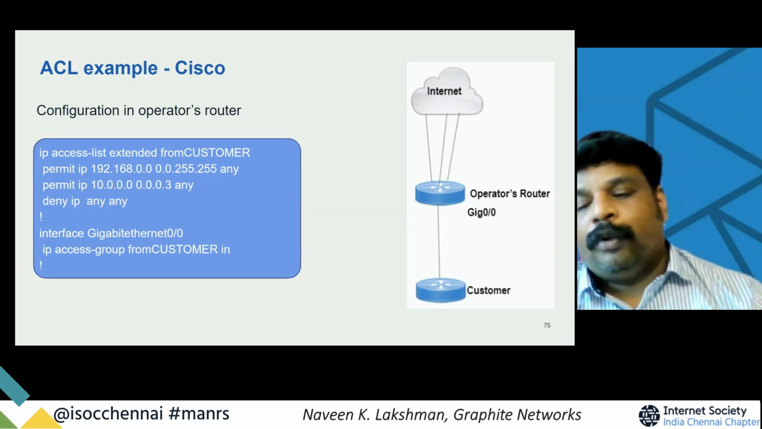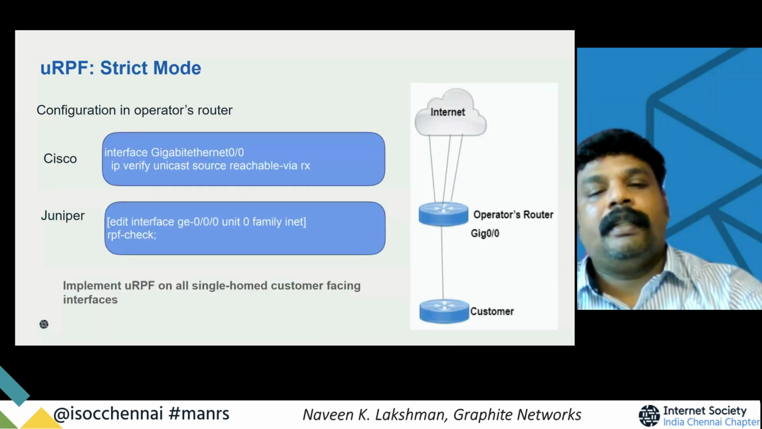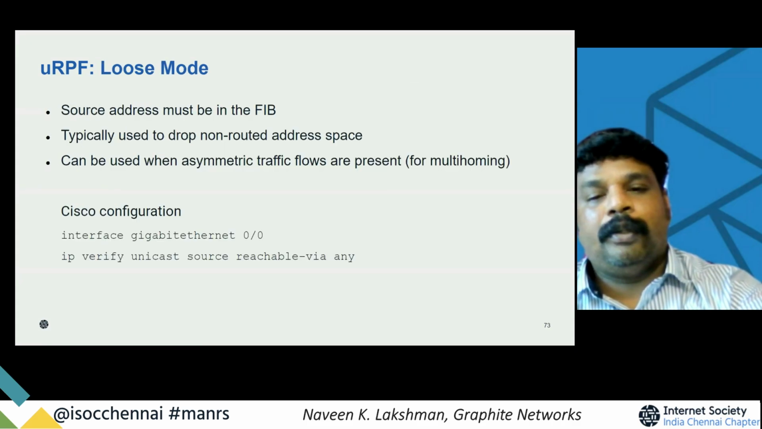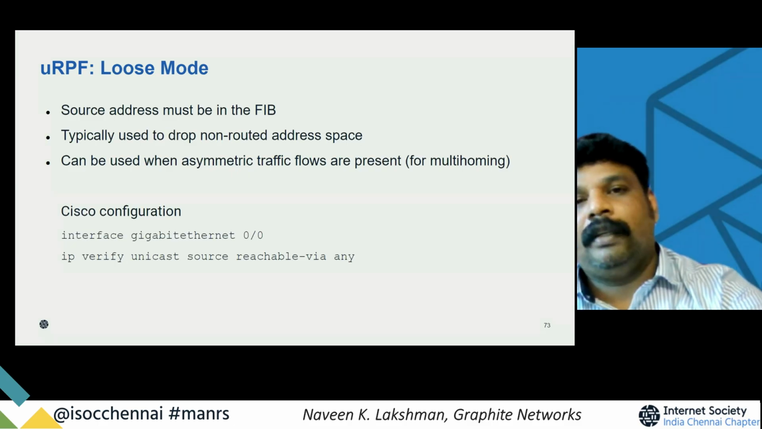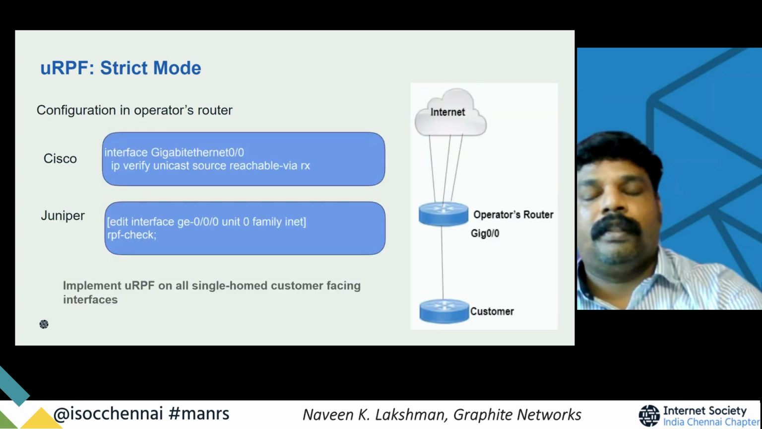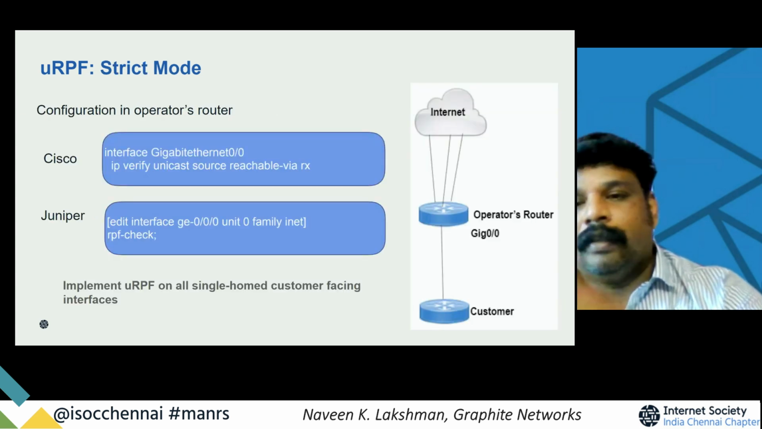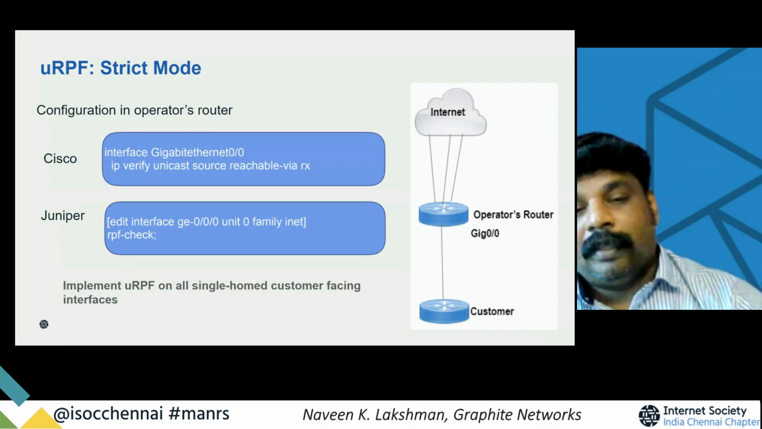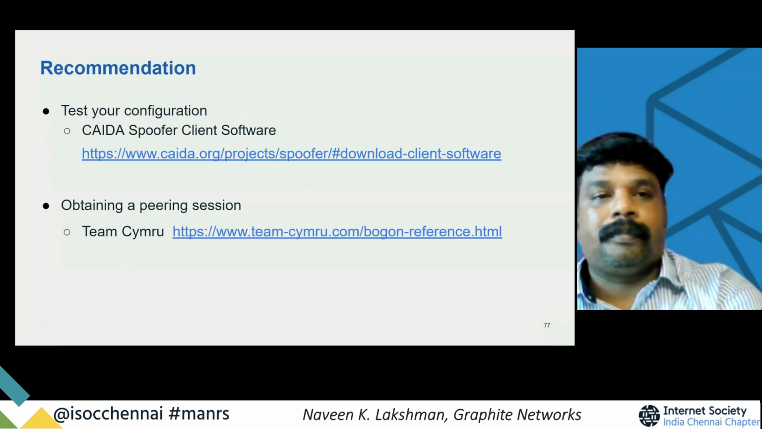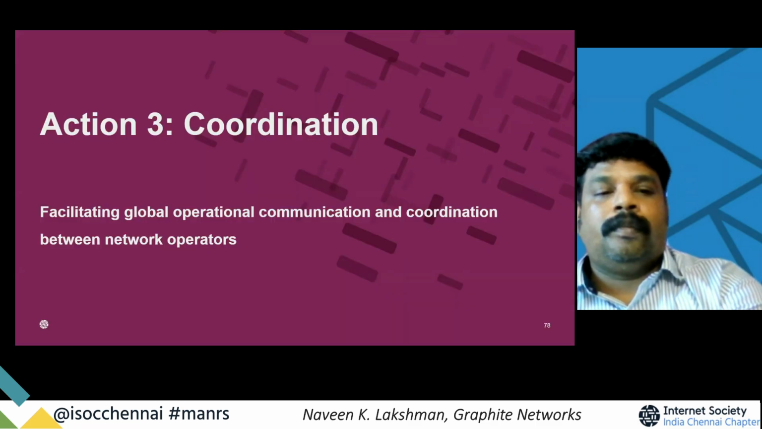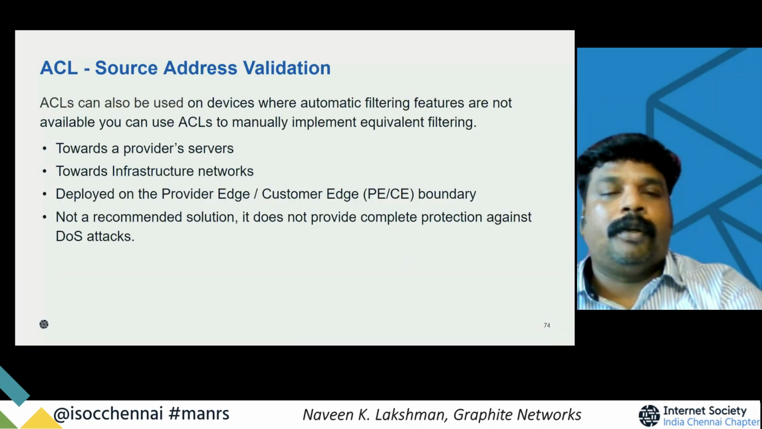If you do a URPF check, there's nothing like your address space. All it checks is that the source address has to match the incoming interface. So this can be used in cases where there is dynamic allocation of addresses to the customers. So that's what you call anti-spoofing.